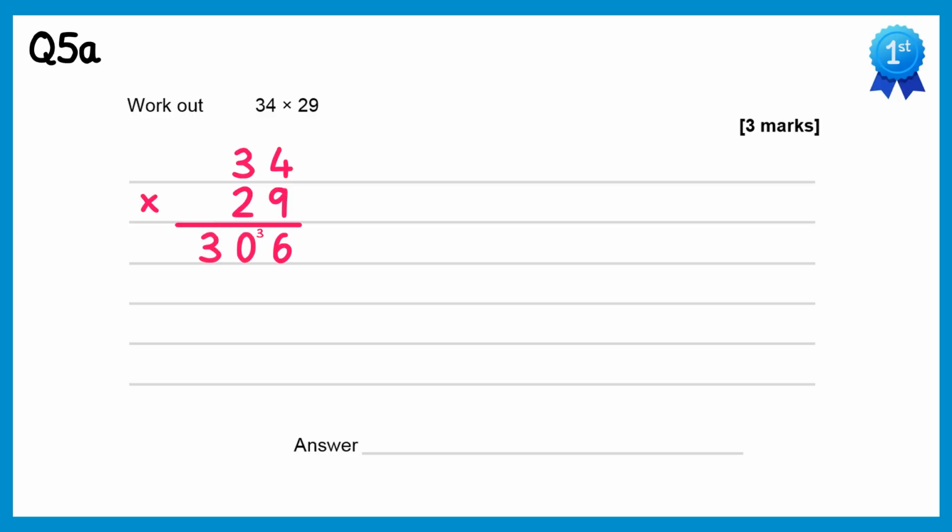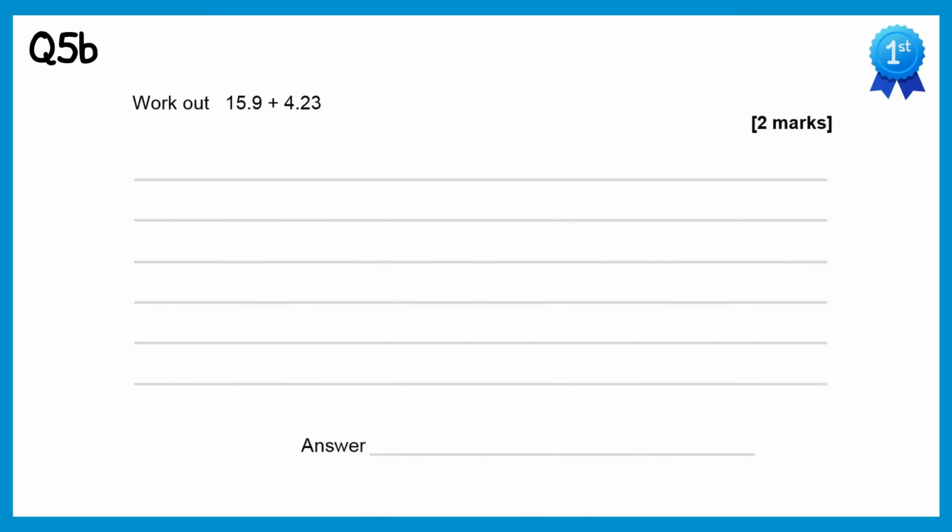I then move on to the 2, but remember that 2 represents a 20, so I need to put a 0 holder down here. 2 times 4 is 8, and 2 times 3 is 6. I can then add up these numbers. 6 add 0 is 6, 0 add 8 is 8, and 3 add 6 is 9. So the answer is 986.